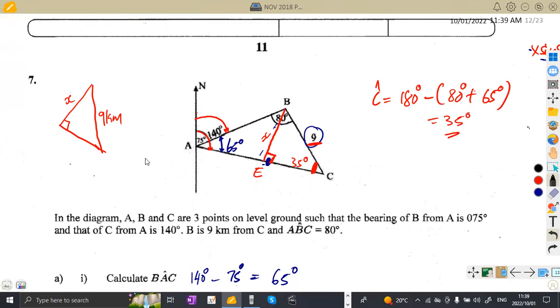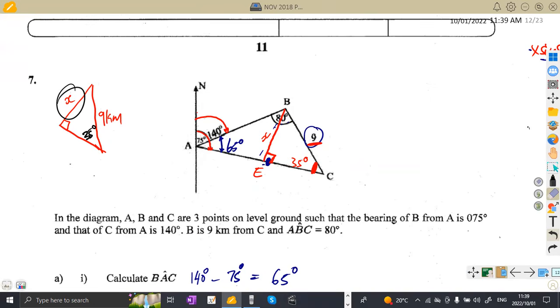All right, so here we've got 35 degrees, and we want to calculate this distance X. It's now easier because we can apply our trigonometrical ratios. The shortest distance represented by X, according to 35 degrees, is the opposite, and this is the hypotenuse. So which ratio from our SOHCAHTOA?